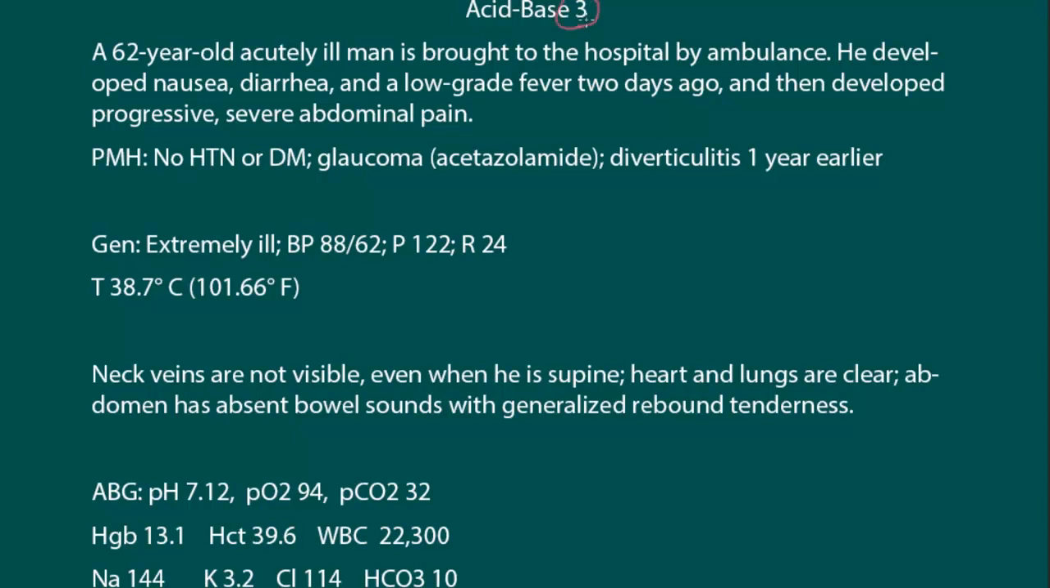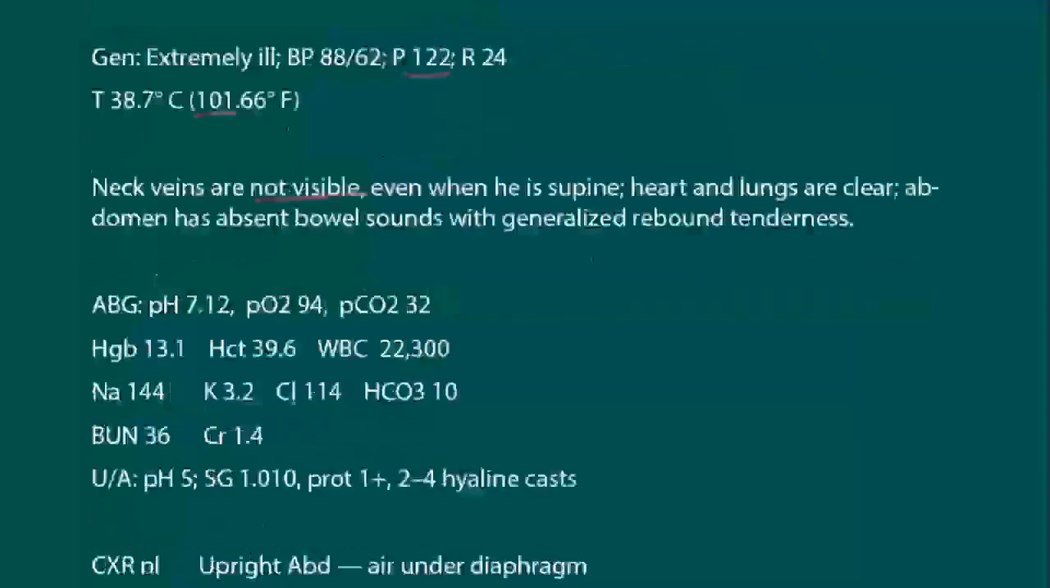Okay, third question. 62-year-old man, acutely ill, brought to the hospital. He developed nausea, diarrhea, and low-grade fever 2 days ago. Then he developed progressive, severe abdominal pain. He has a history of glaucoma and diverticulitis. He comes in very ill appearing. Blood pressure 88/62. Pulse 122. Respiratory rate 24. Temperature is elevated. Neck veins not visible. Abdomen has absent bowel sounds, generalized rebound tenderness.